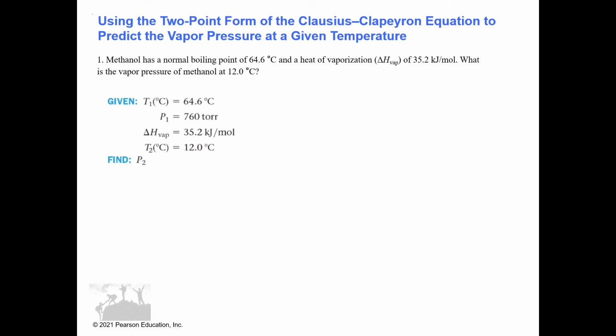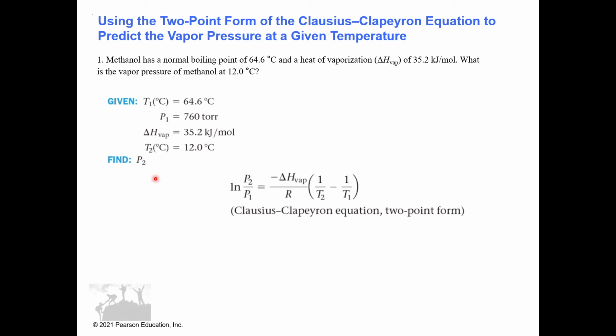Okay, so there's a lot of variables in this equation, so you should write everything out. Whatever's given to you and your unknown that you're solving for. Okay, so here we're trying to figure out the vapor pressure in our second scenario. And here is our equation that we're going to use. Again, we're trying to find P2.